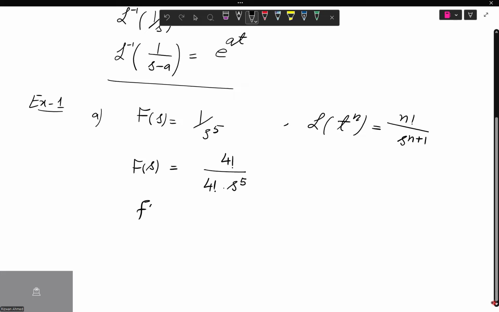Then f of t would be Laplace inverse of 4 factorial over 4 factorial s raised to the power 5. And with the complete structure, it would become t raised to the power 4.